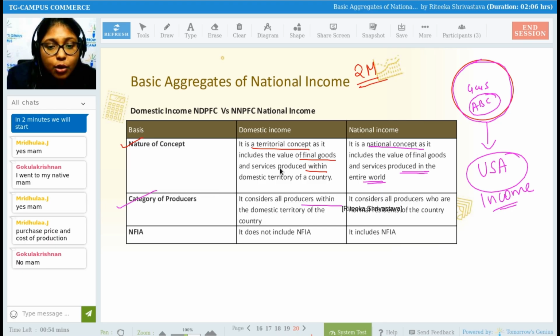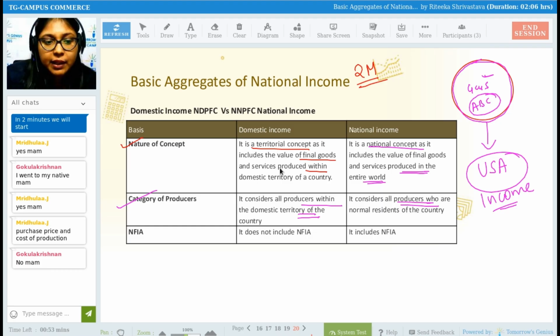The next category: it considers all producers within the domestic territory of the country. So when we talk about domestic income, it will include only the producers located within the domestic boundary, within the domestic territory. But national income means what? It will consider all the producers who are normal residents of the country. So every producer who is termed a normal resident of the country will come under the category of national income.